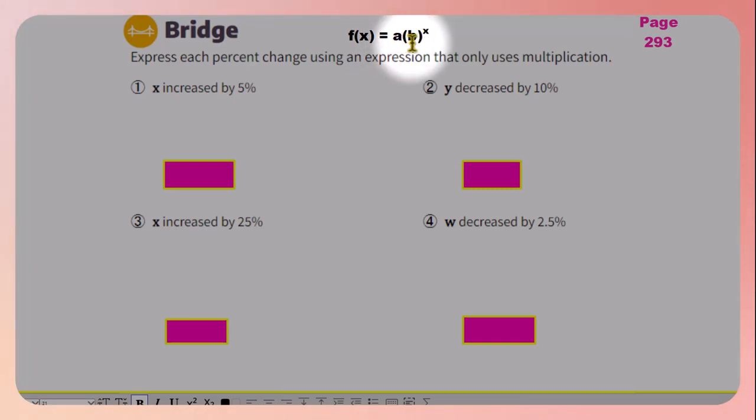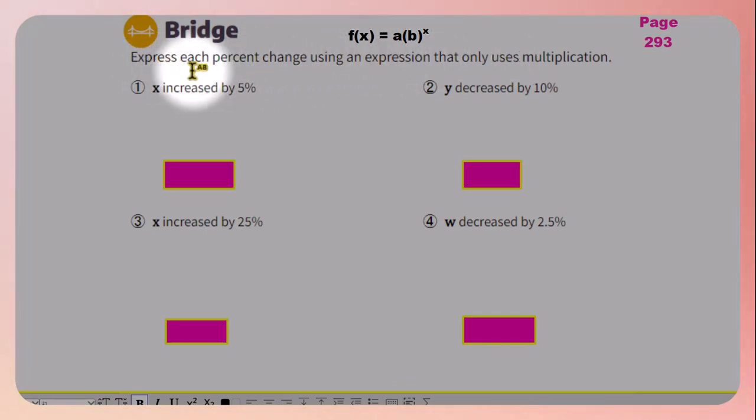Our output is equal to a, which is our initial amount, what we start with before we start measuring. b is our growth or decay factor. It's going to be growth if it's a number greater than 1. It's going to show decay if it's a number less than 1. Growth increases and goes up. Decay starts high and then drops down.